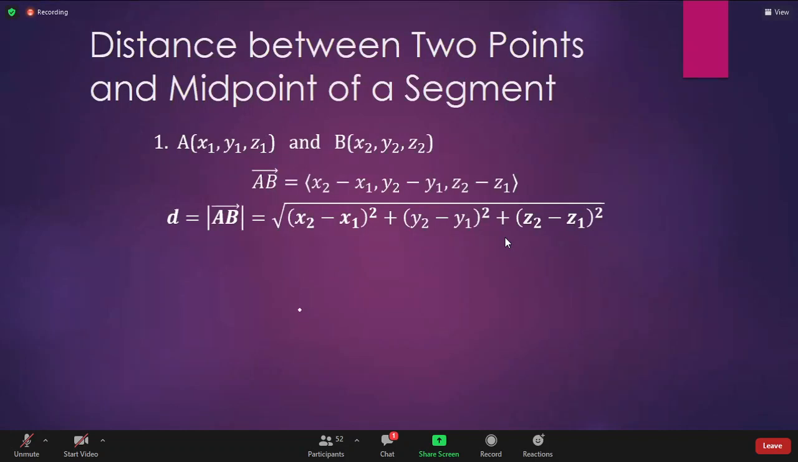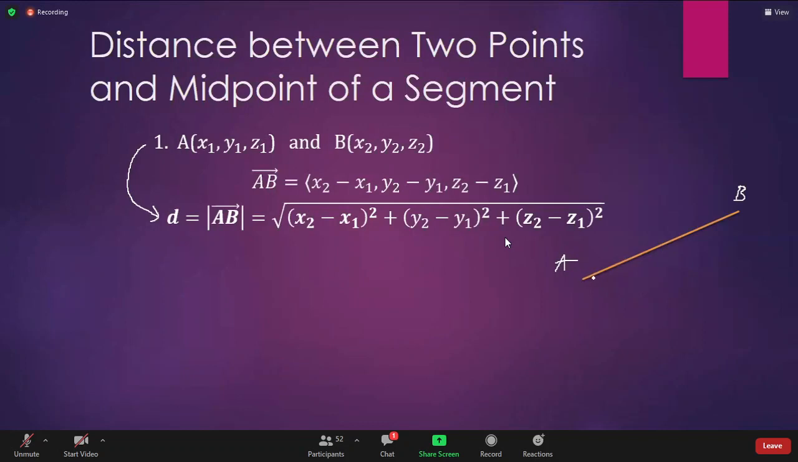Now we will discuss something else. So this is fairly simple, a very, very simple thing coming from vectors, of course. Now, how to find the midpoint of a segment? Again, we will suppose that we have a segment with A and B having the coordinates x1, y1, z1, and x2, y2, z2.